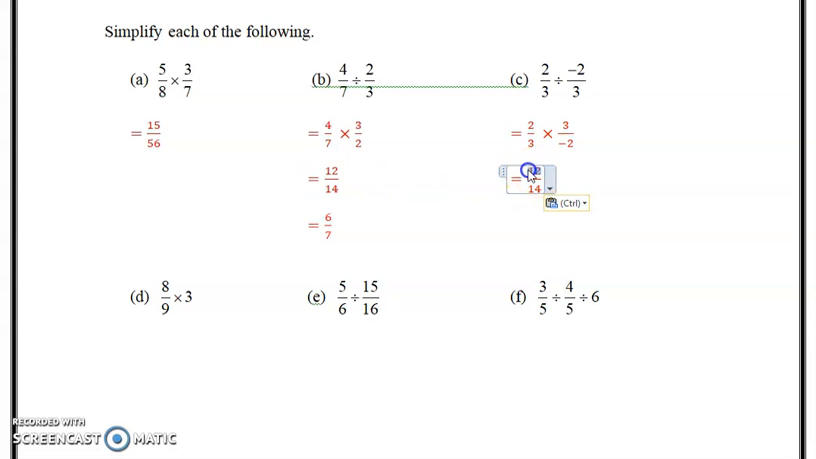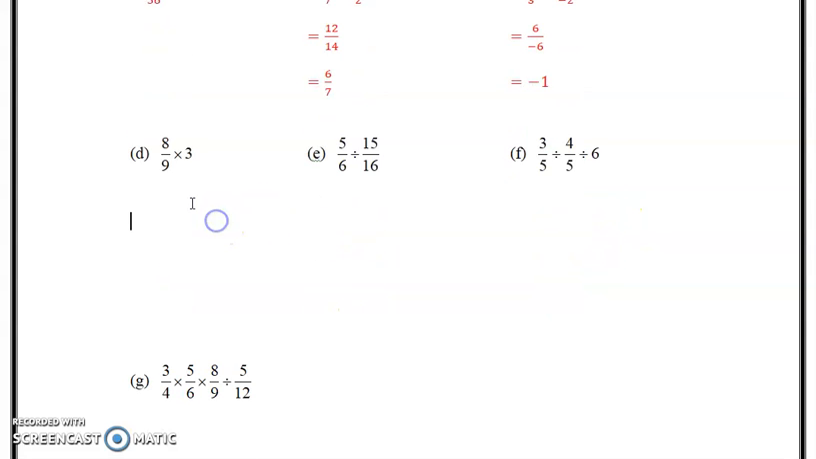So then we have 2 times 3 is 6. We have 3 times -2 is -6. And obviously that would be equal to -1. Okay. Let's look at example D. You'll notice that in this case, it's not a fraction, so we can make any number a fraction by putting it over a denominator of 1, and I mentioned that in the previous video, you may recall.